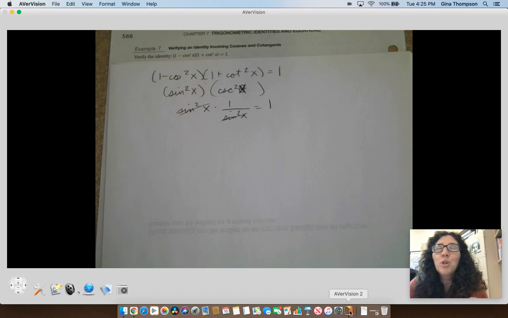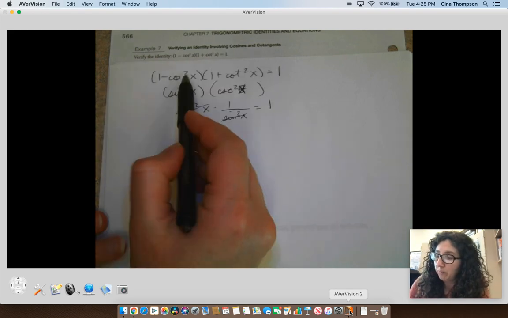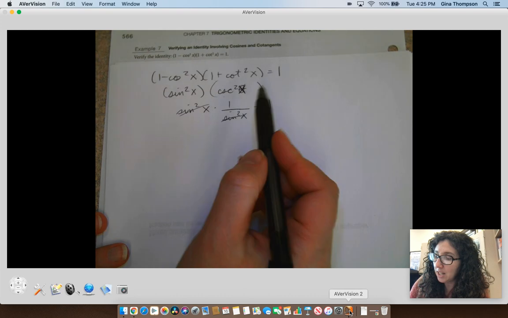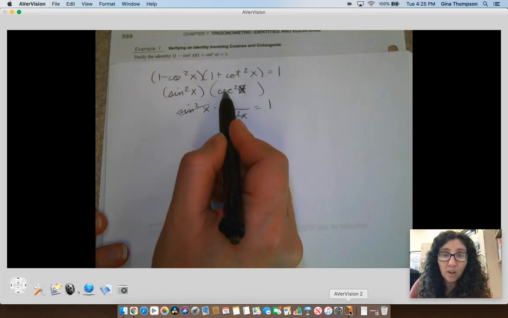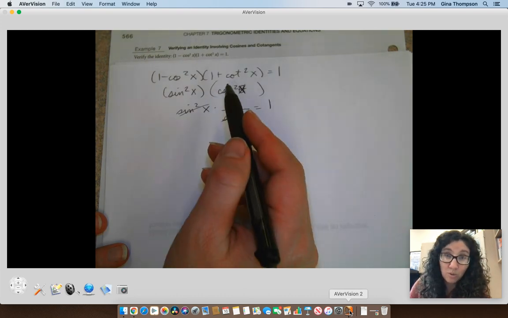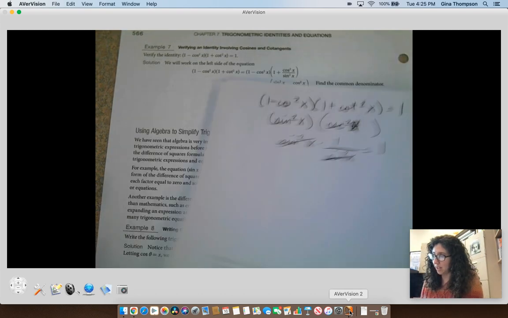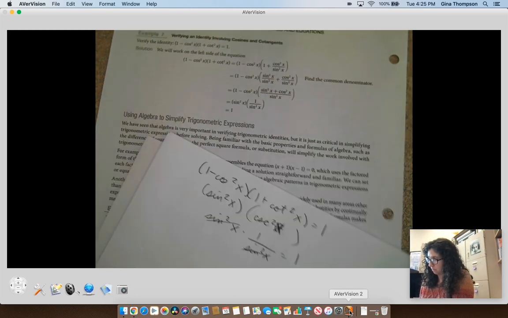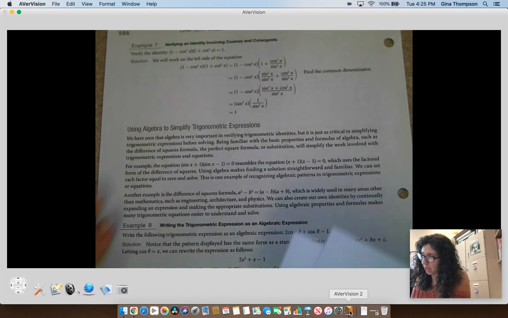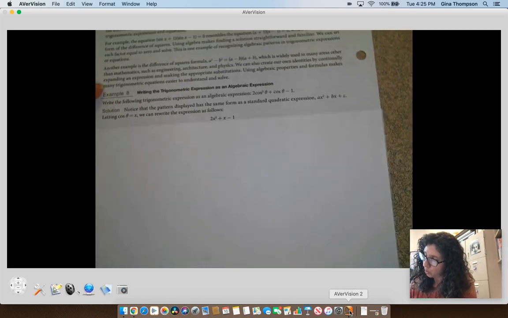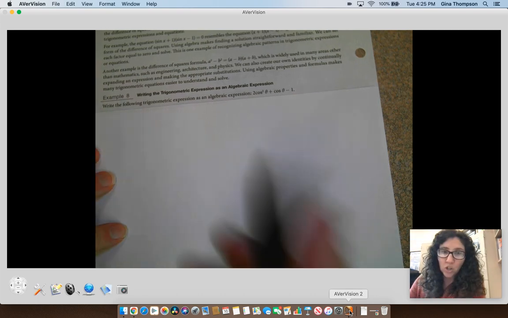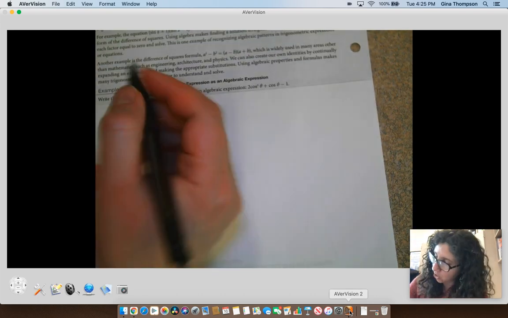So these are pretty easy to watch somebody do, right? I'm trying to give you some of the clues that I'm using to know what to do next. So Pythagorean identities, writing things in terms of sine and cosine. To be honest, those are the two main things that we've done so far. All right, let's do another example. Number 8. Write the following trig expression as an algebraic expression.